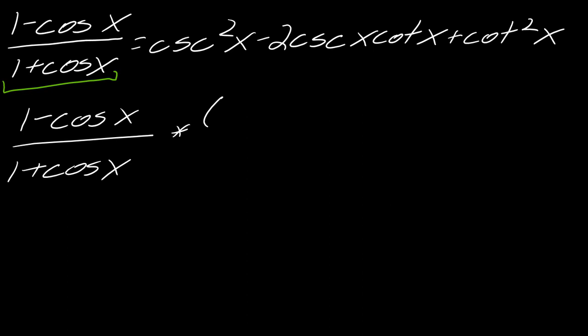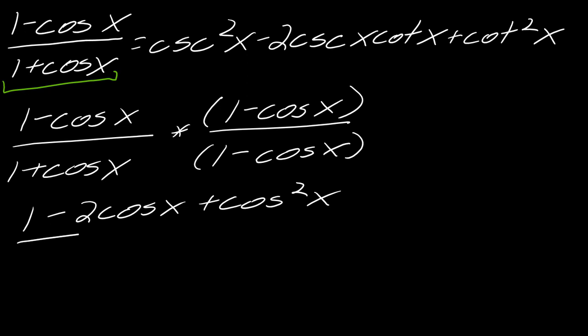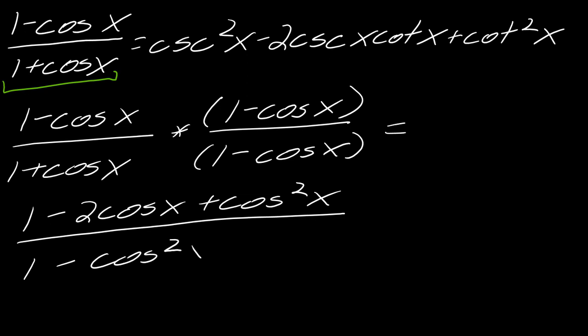So let's just see what happens if I multiply by 1 minus cosine x on top and on bottom. I'm going to multiply the top out. So this becomes 1 minus 2 cosine x plus cosine squared x, and the denominator will become 1 minus cosine squared x.